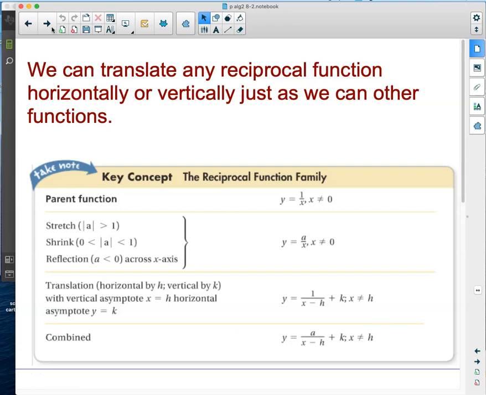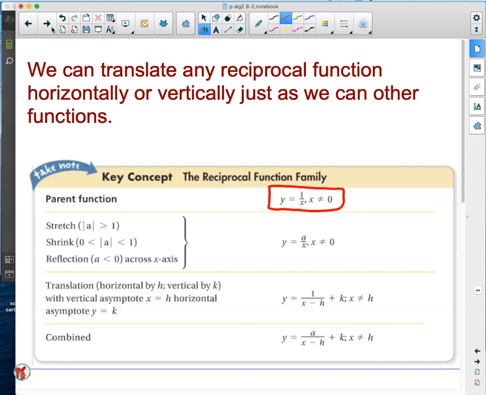So we can translate any reciprocal function horizontally or vertically, just as we can other functions. And we've seen this before. It's just that now it looks a little different because y equals 1 over x is our equation. And x can't be 0 because we can't divide by 0.